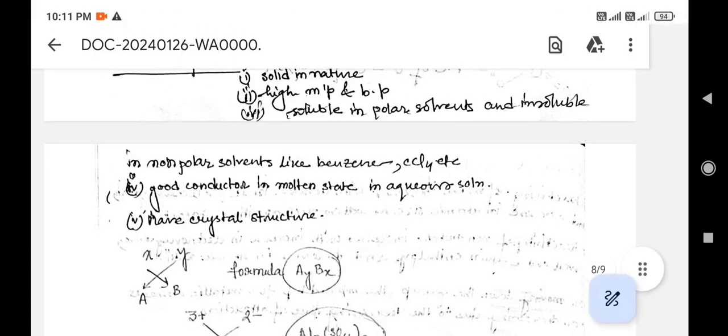That's why they are soluble in polar solvents, for example water, alcohol, and so on, but they are normally not soluble in non-polar solvents. In the molten state and in the dissolved state, they furnish ions, and ions can carry electricity. That's why they are good conductors in the molten state and in aqueous solution. They have a crystal structure. NaCl, for example, has a crystal structure.